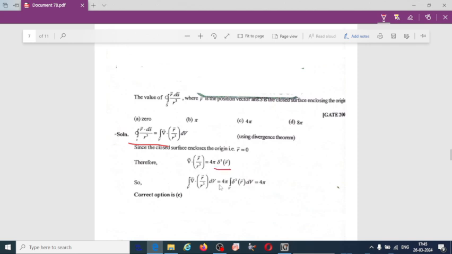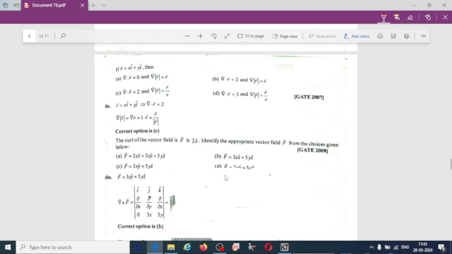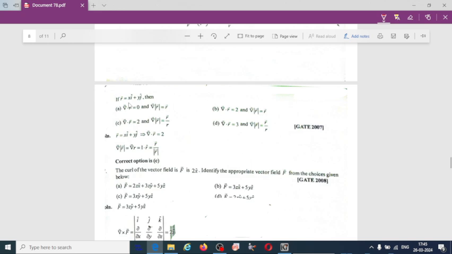Delta cube, if you take integral of that, that is equal to 1. So 4 pi. So next one, if r is equal to x i cap, y j cap, then del dot r and del of mod r you should find. Del dot r is equal to 2 and del of mod r, that is vector r by mod r. So option C is correct.